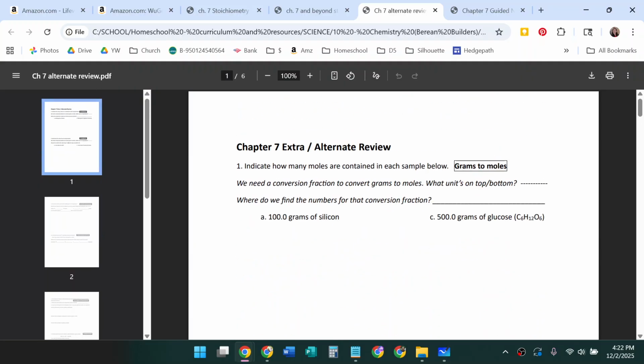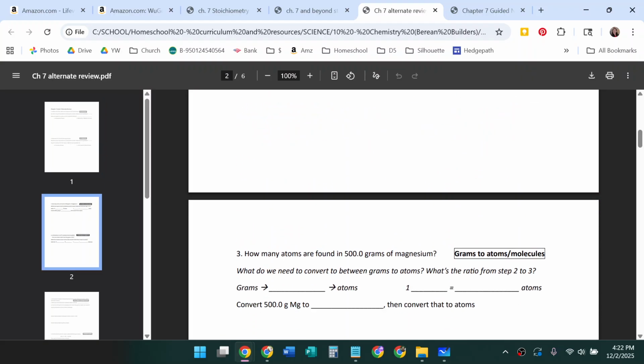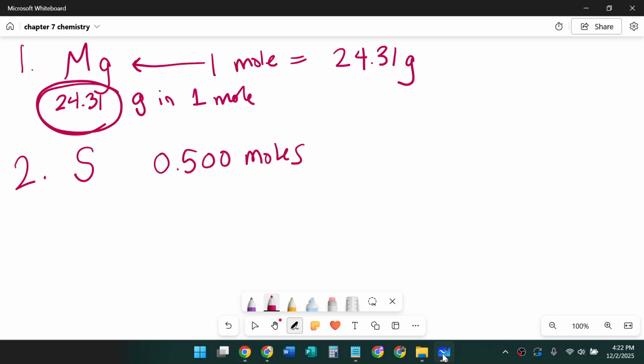Let's see, this is the alternate. Yeah. Oh, okay. So I do have one right here. So I guess there must be one on the test. So maybe it's a good thing to do. Okay. So I want to know first how many atoms I have.